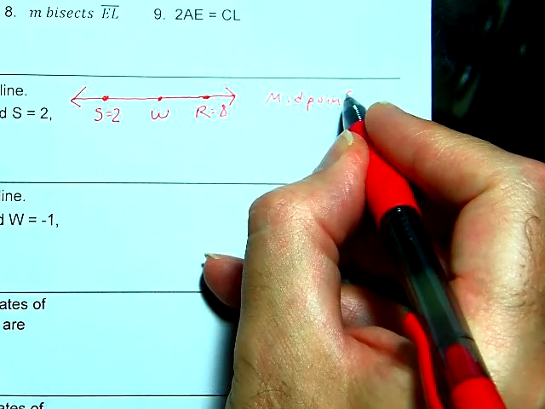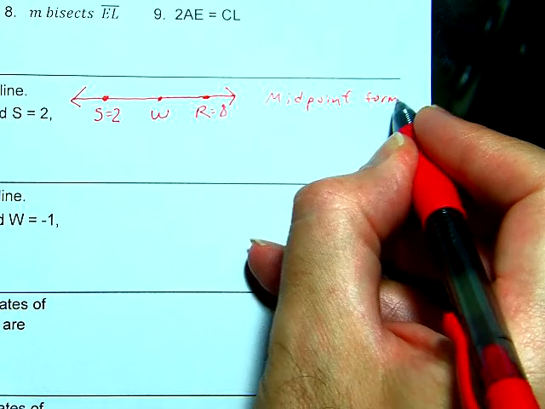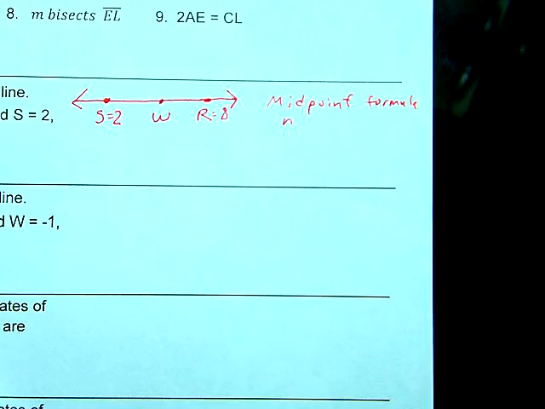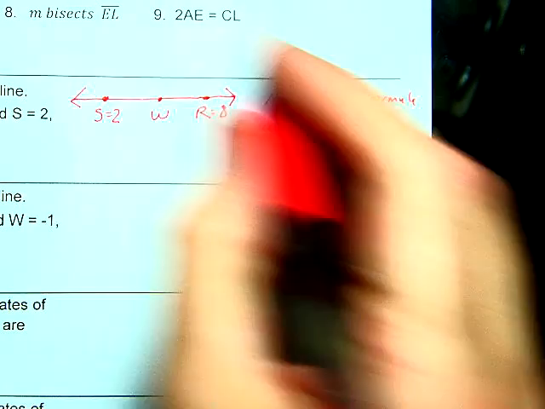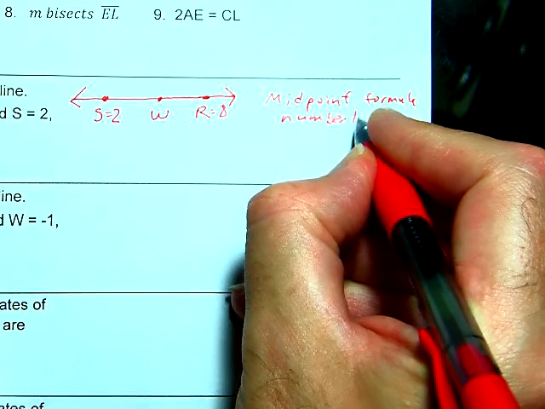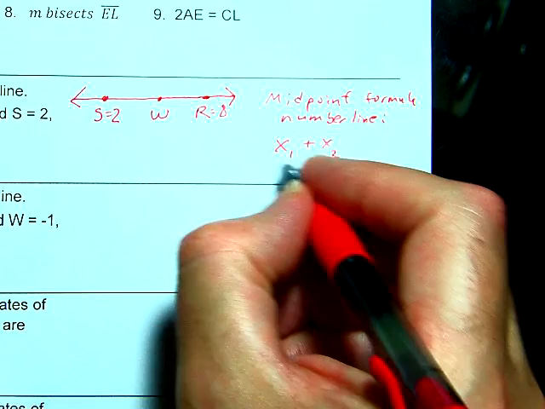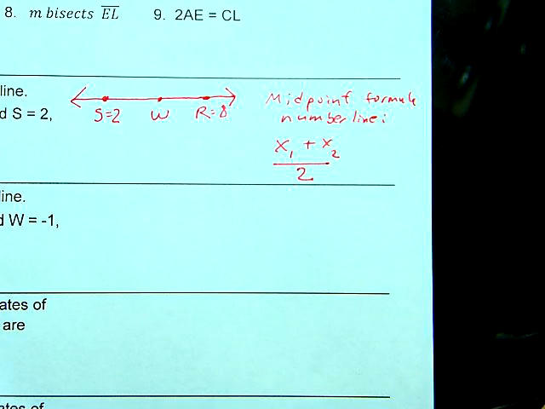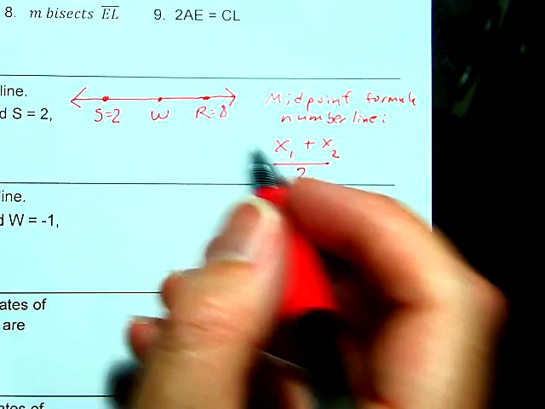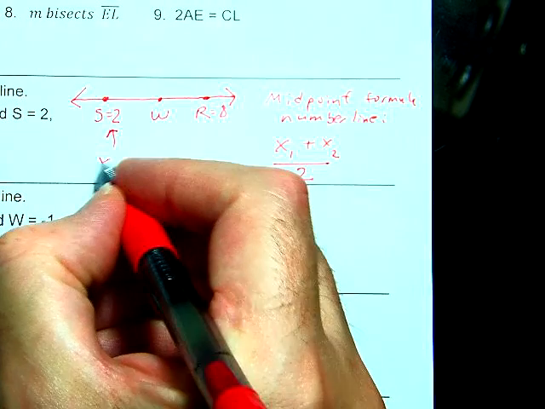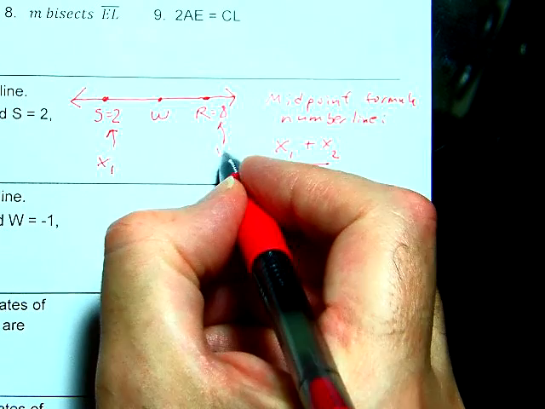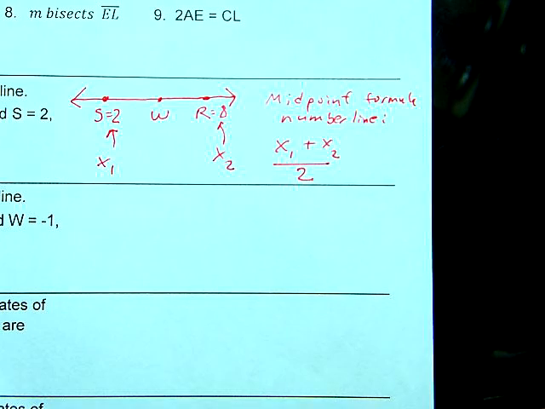Midpoint formula for the number line is x sub 1 plus x sub 2 over 2. Well, what is x sub 1 and what is x sub 2? Well, it's very easy. X sub 1 is 2 and x sub 2 is 8. Okay, that's it. Despite the fancy subscript notation, you're just finding the average of 2 and 8.